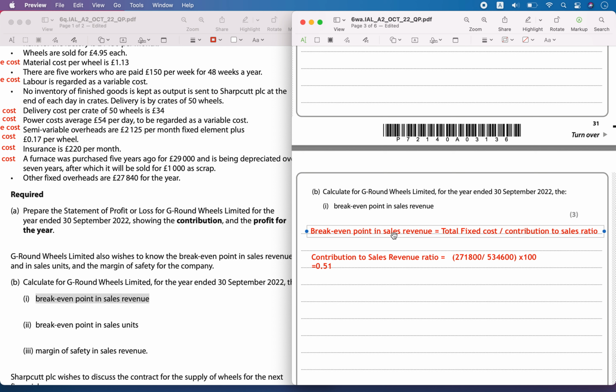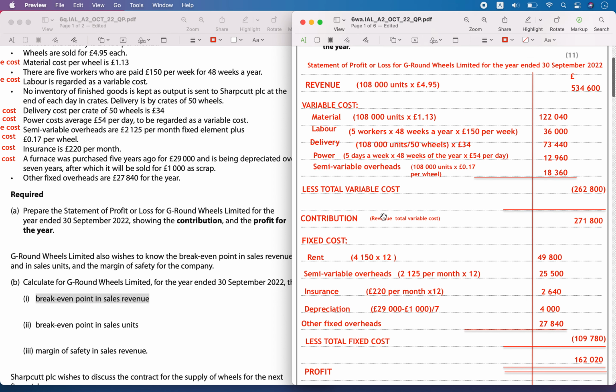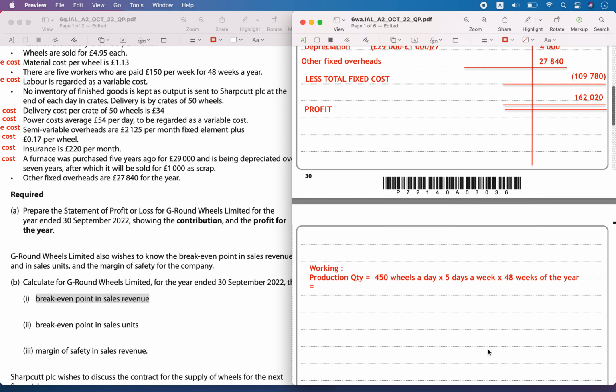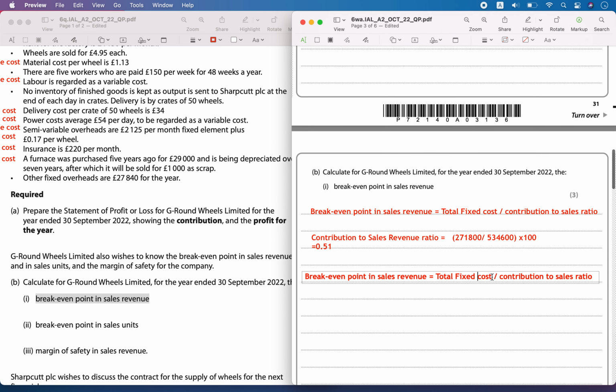Okay, we have found that. Now the break-even point in terms of sales revenue will be total fixed cost, which we had already calculated. It is 109,780. So 109,780 divided by the contribution to sales revenue ratio, which is 0.51, is going to be equal to 215,932.